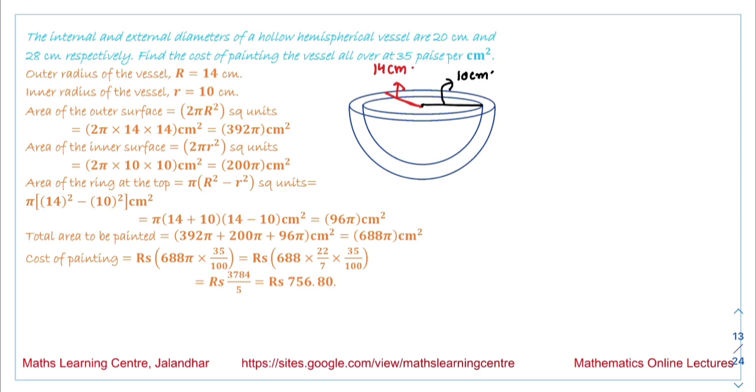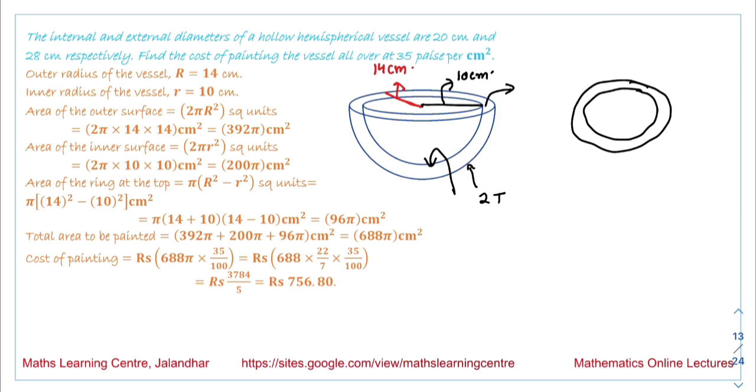So we have three portions over here. One is this internal portion, one is this external portion, and one is this part over here, the circular part like this. So we know the formula for the surface area over here, it is 2 pi r square. So in this case we will get 2 pi, and we are talking about the external part, so it is 14 square. For the internal part, it is 2 pi into 10 square.